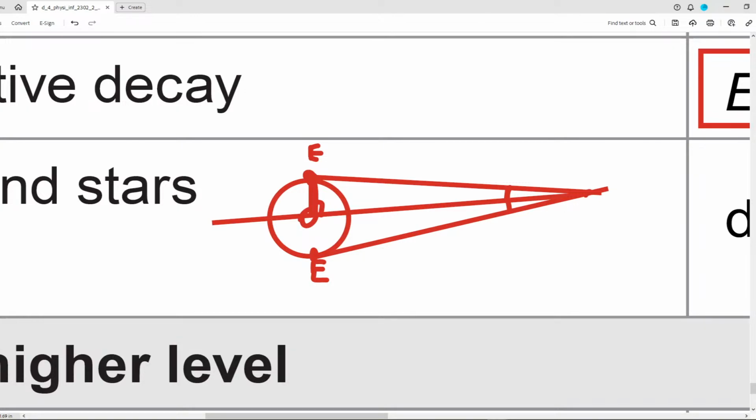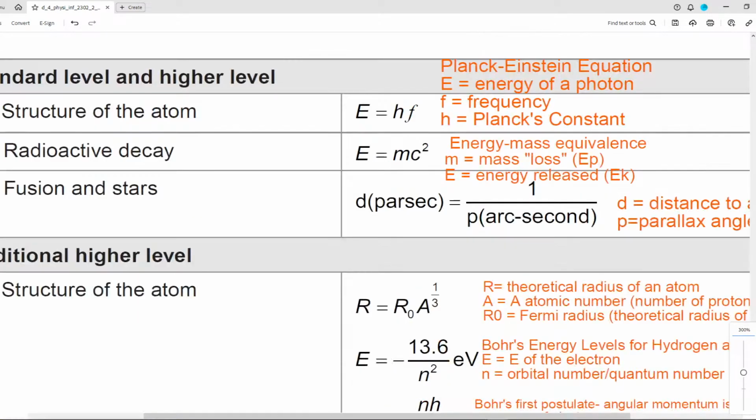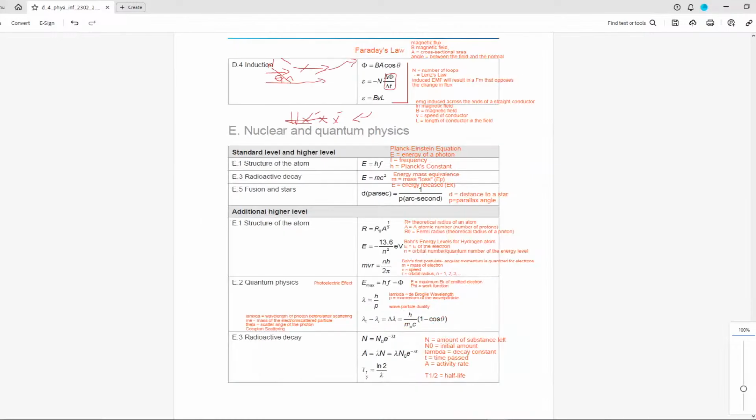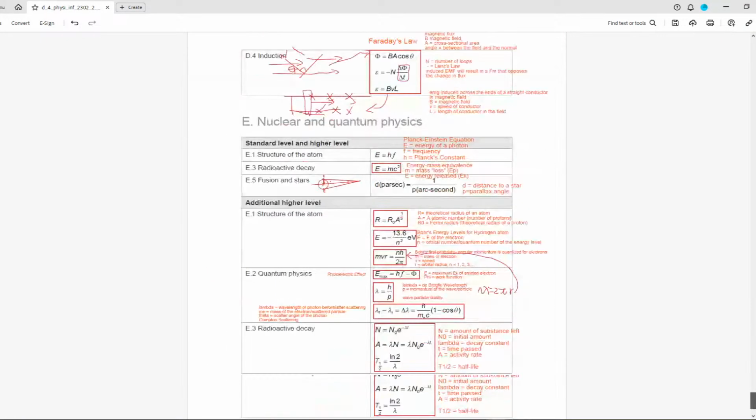And that is the whole data booklet. I'm trying to zoom out so it looks cool. There we go. And that is the whole data booklet commented.